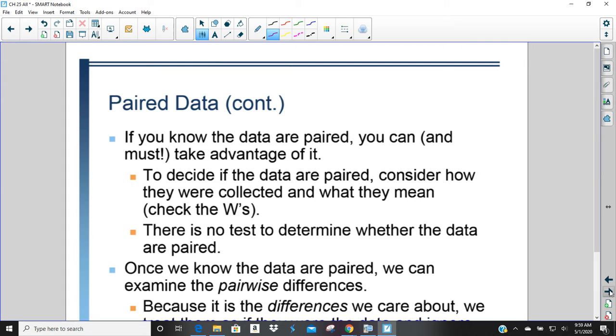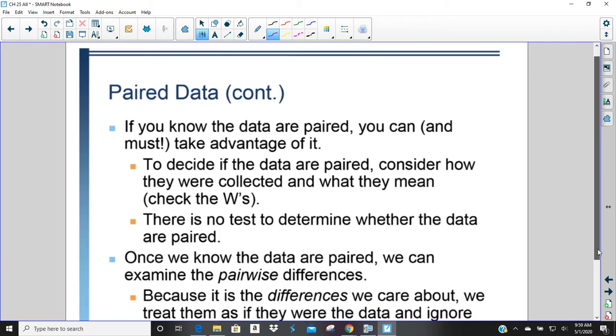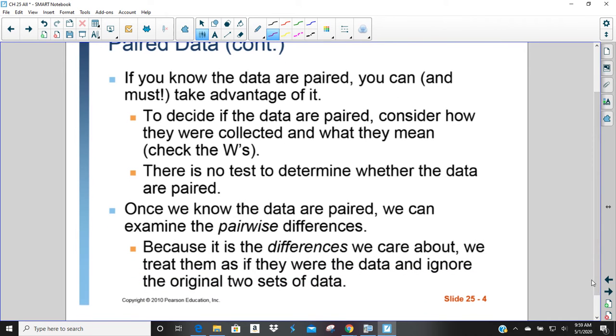If you know the data is paired, you must take advantage of that. And just deciding that it's paired, you're going to think about the whys. Why are we doing these things? Checking the W's, which we did way back when in September. There's no test to determine pairing. Once we know it is paired, we can examine the pairwise difference. Because it's the differences we care about, we treat them as if they were the data and ignore the original two sets. So we're going to be taking the two sets of data and subtracting them to find the difference, and the difference is what we're going to use for our calculations.